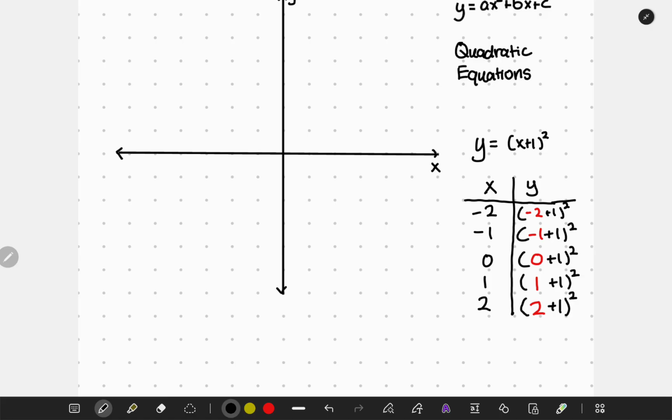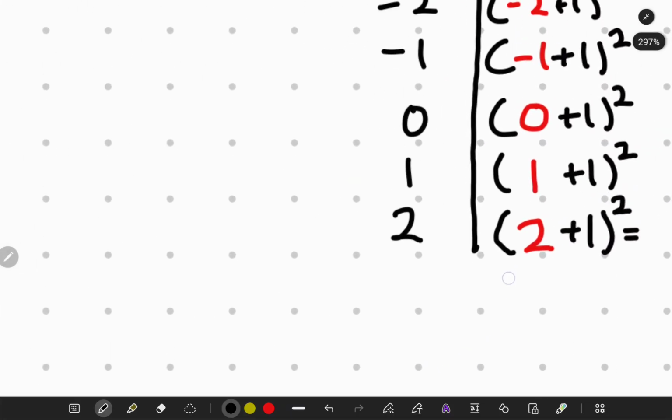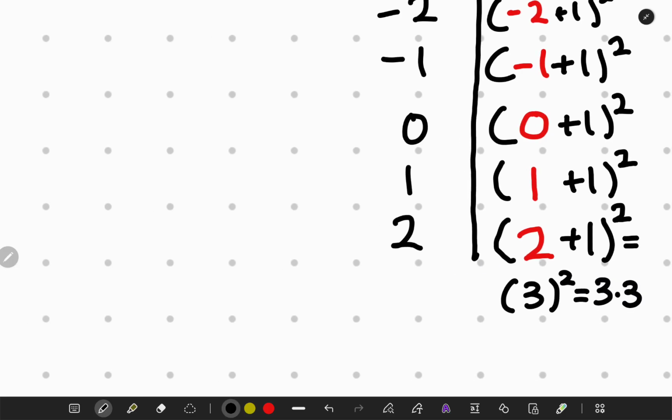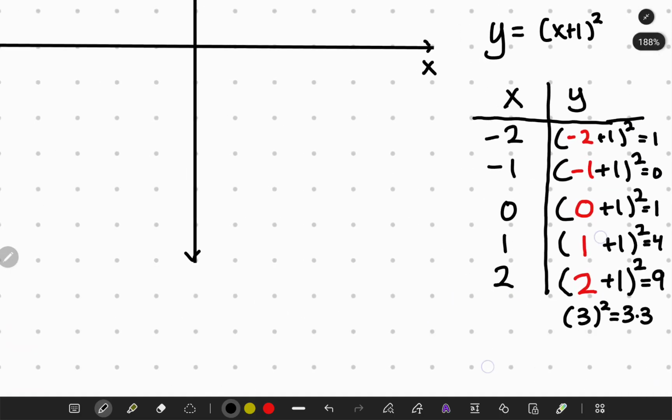Now, how are we supposed to evaluate this? Luckily, there are two ways: you can use a calculator, or you can do it by hand. Let's do the first one by hand. 2 plus 1 is 3, squared. 3 squared is 3 times 3, which is 9. I'll do the rest the same way: this is going to be 4, this is going to be 1, this is going to be 0, and this one's going to be 1. That was all through the calculations.